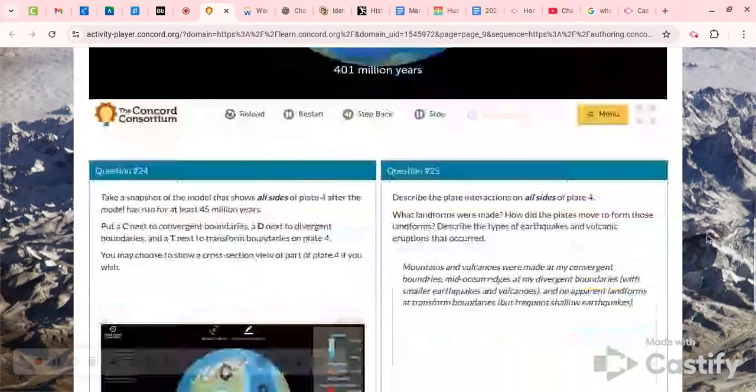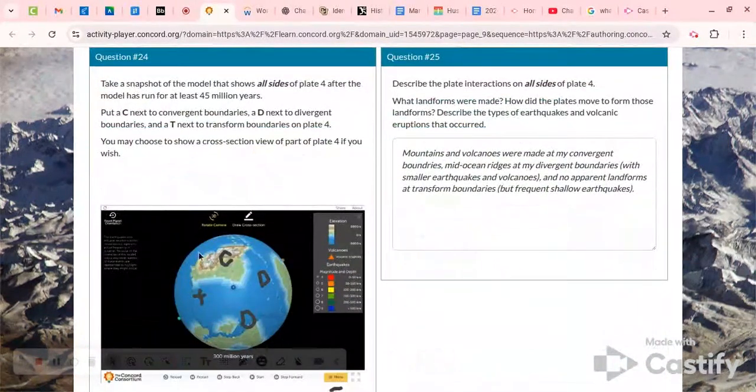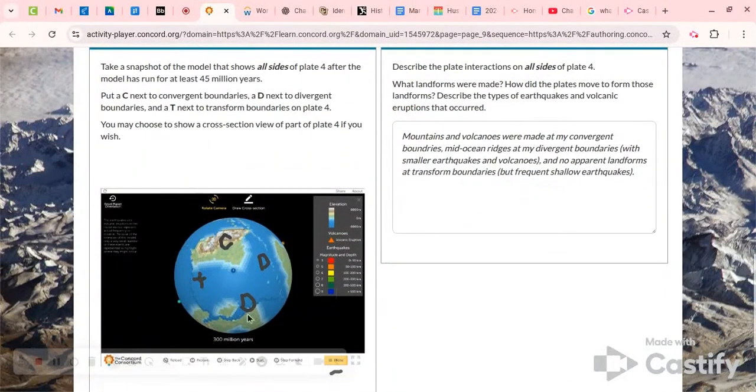And then this was my original one that I tried to recreate. This was my original plate 4 after millions and millions of years. This one was 300. And then my convergent up here, because this is where the two forces were going against each other. I had transform right here as the plates were going in opposite directions, or sliding against each other, and then the divergent as they're splitting apart.